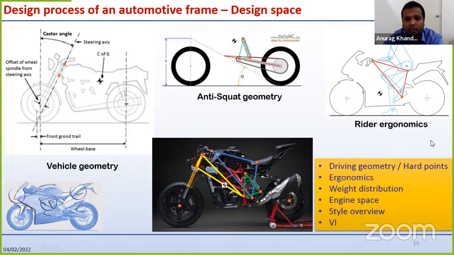Along with that, the frame also has an impact on the overall style or style thought process. What you see on the left is a sleeker design of the Apache RR310. To meet the style requirement, obviously the rear frame also has to follow that route while giving support or carrying the load of rider and pillion. As we discussed earlier, the frame helps to maintain the overall shape also.